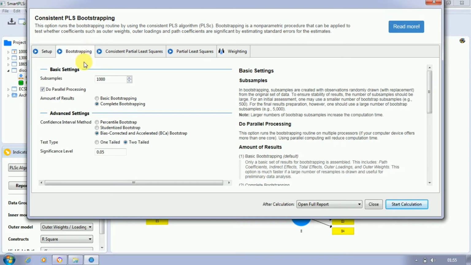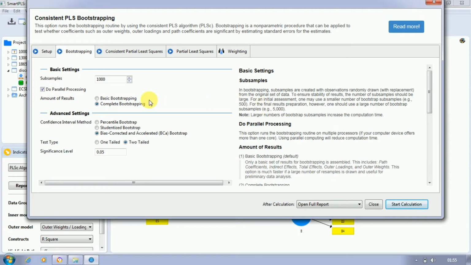First option is the subsample. Let's study in bootstrapping. Subsamples are created with observations randomly drawn with replacement, like from the original data you draw 500 to 5000 samples with replacement, but obviously that would take long. For initial runs you can take 500, but the final result requires 1000.